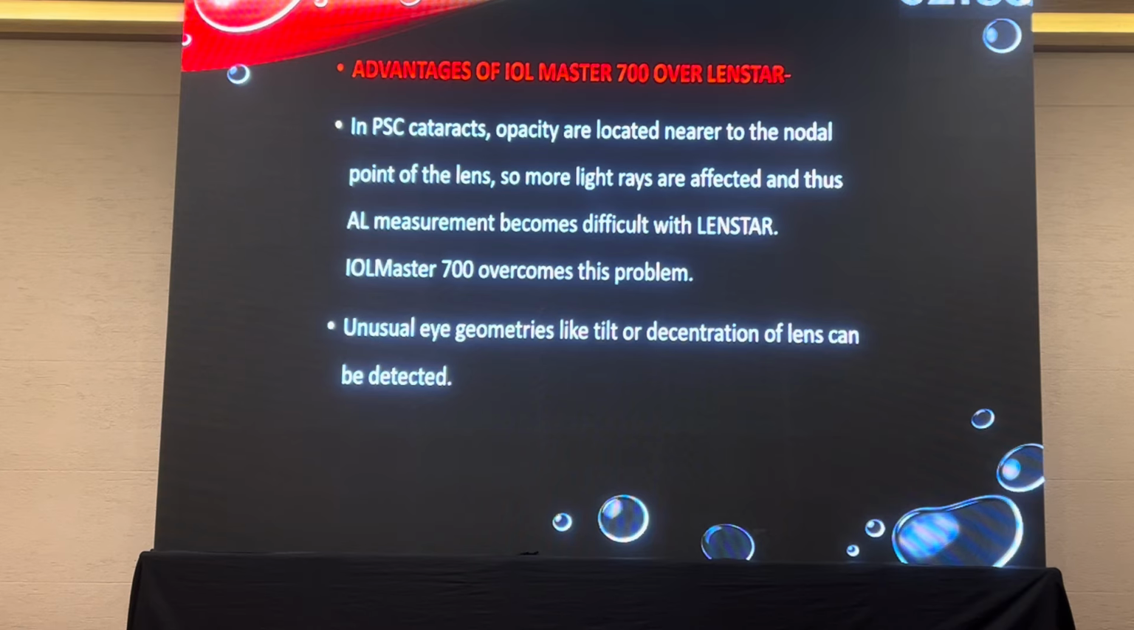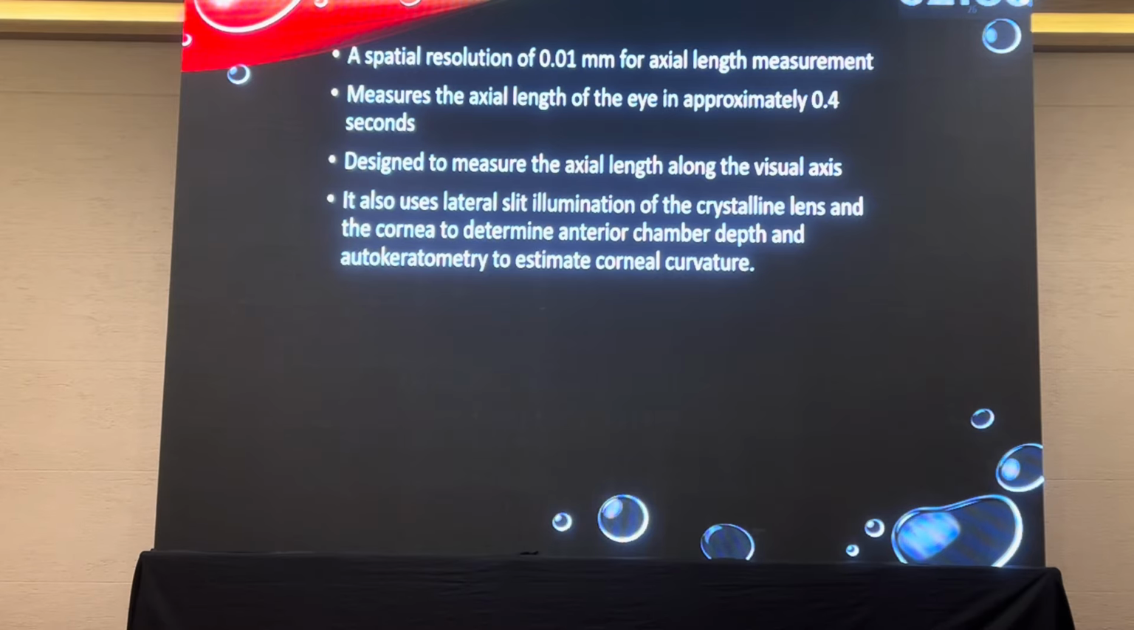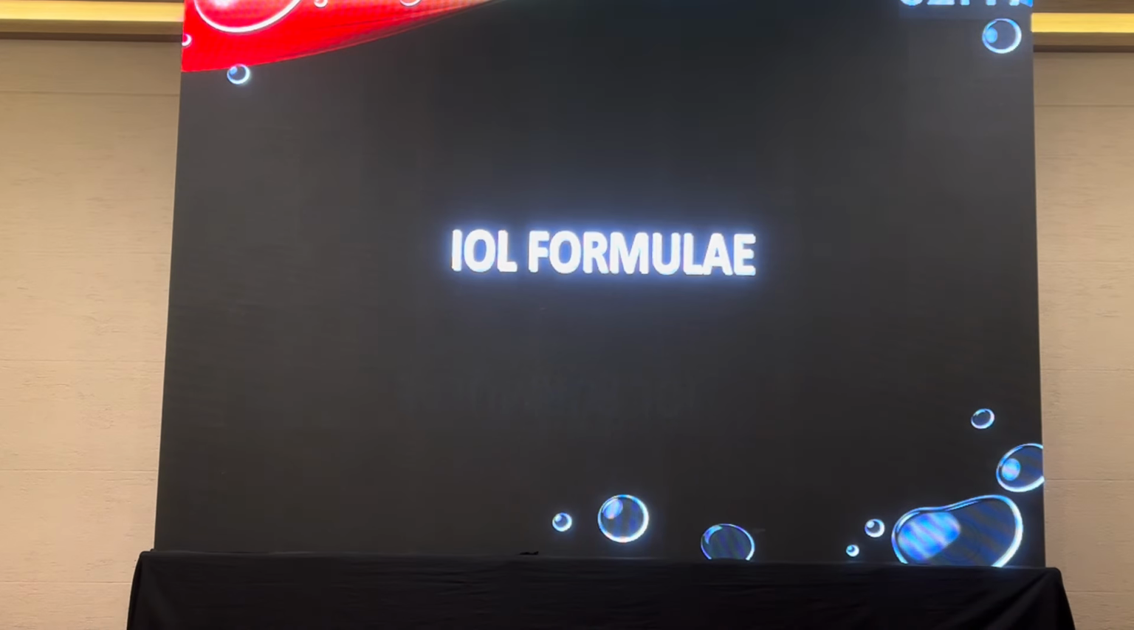In IOL Master 700, since it is an OCT based measurement, axial length measurement can be better, especially in thicker lenses. And unusual eye geometry like tilt or decentration of the lens can be detected in this. And it uses swept source OCT in the image measurements. So basically, these take the measurements from the RPE rather than internal, and the precision is around 0.1 millimeters. And the limitation is that making the patient sit is a problem.